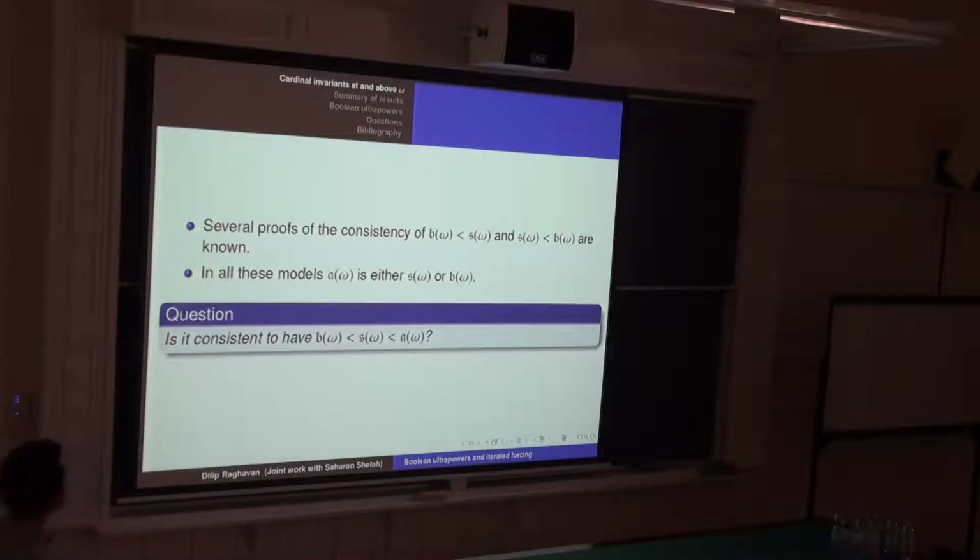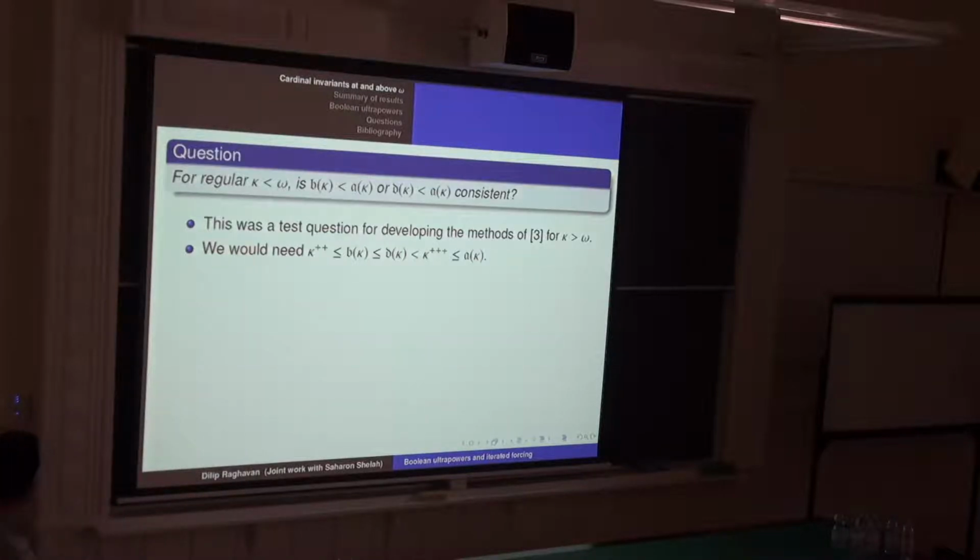There are several proofs of the consistency of B omega less than S omega. The original one was given by Shelah, like I said. This was this Baumgartner-Dordal thing. But later, for example, Brendle and Fischer, and I think also Diego and Fischer, produced many different models where B is less than S and S is less than B. But in all of these models, A is either equal to S or B. So a natural question you can ask is, can you have B less than S less than A? This was not one of our motivating questions, but we're going to answer it, so I just thought I would put it there.